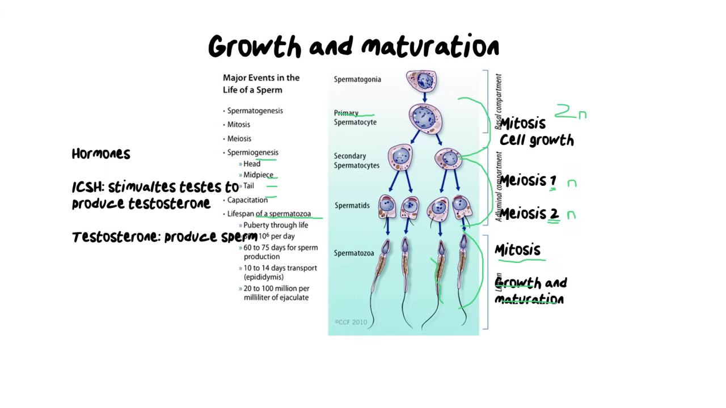Now, the two hormones that we need to be familiar with are ICSH, or interstitial cell stimulating hormone, and yes, you can use the abbreviation. And essentially, ICSH stimulates the testes to produce testosterone. Now, testosterone is then secreted, and one of the functions of testosterone is to produce sperm cells. And so that's what starts this entire growth and maturation point when males go into puberty. And you will need to know the names of these hormones and what they do.